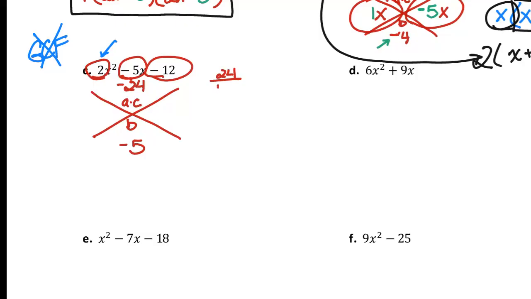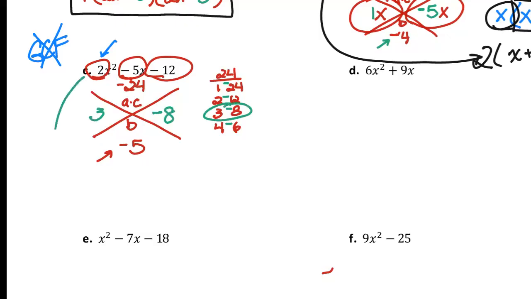So as I write these down, I have 1 and 24, 2 and 12, 3 and 8, 4 and 6. Because this is negative, I also have to make my largest factor negative. And when I do that, which pair works? 3 and negative 8.